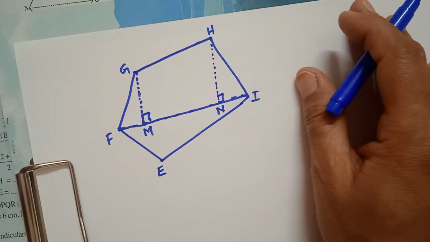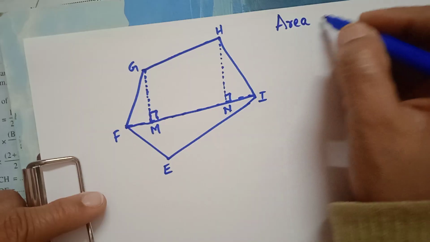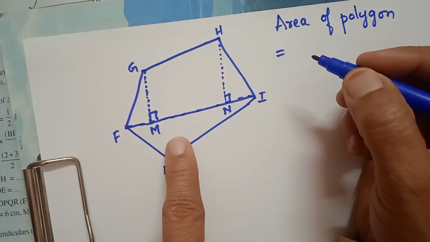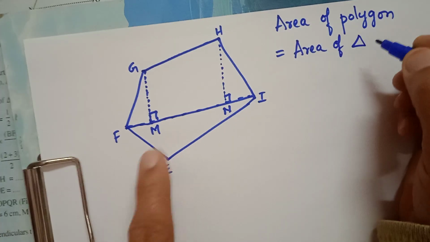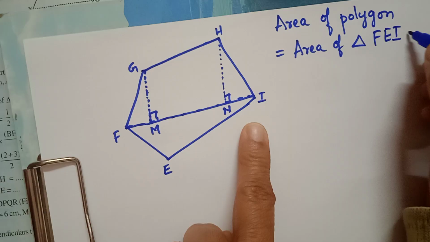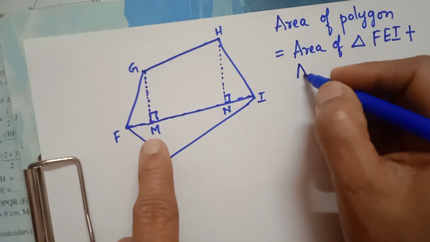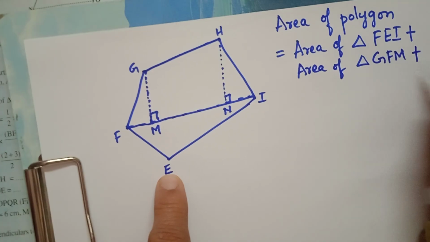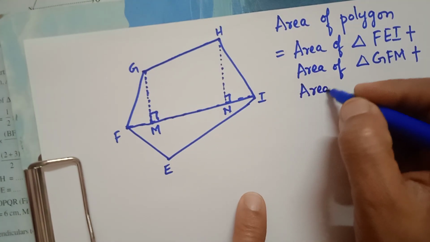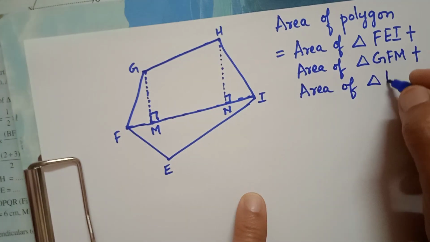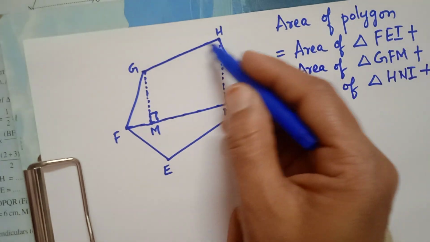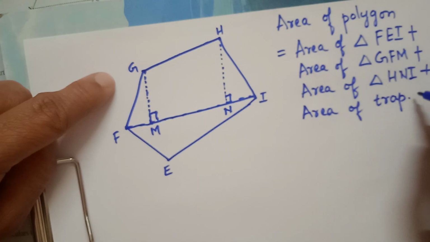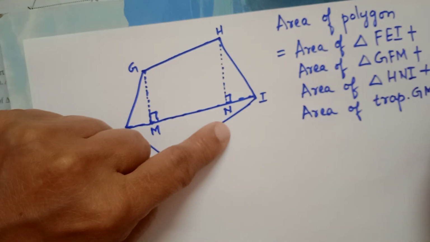See here, I'll write it here. First, area of polygon is equal to, see this triangle, area of triangle FEI plus area of triangle GFM plus area of triangle HNI plus area of this trapezium, area of trapezium GMNH.